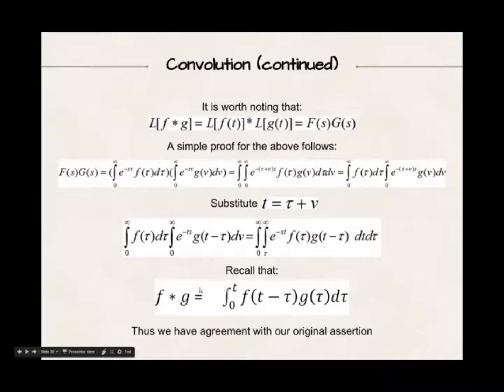Using this information, we also recall that f convolved with g is equal to the integration of f of t minus tau g of tau d tau from 0 to t. Thus, we have an agreement with our original assertion.